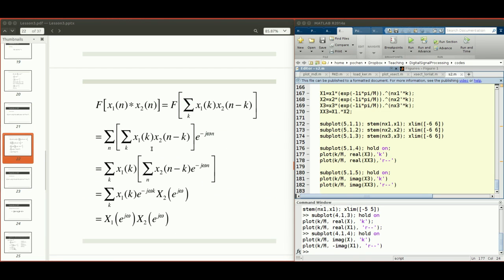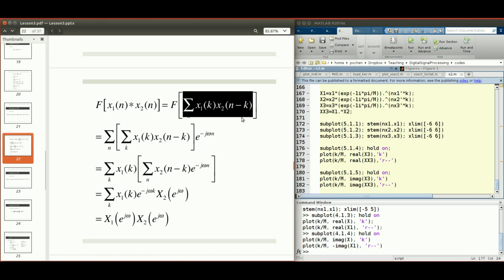But let's still try to prove it. Take the convolution of two signals x1 and x2. Let's use the convolution formula, which is the summation of x1[k] times x2[n minus k]. You can think of x1 as the input signal and x2 as the impulse response h, like what we did in previous convolution formulas, or you can think of it the other way around, with x1 as the impulse response and x2 as the input signal. That's the convolution formula we have always been using.